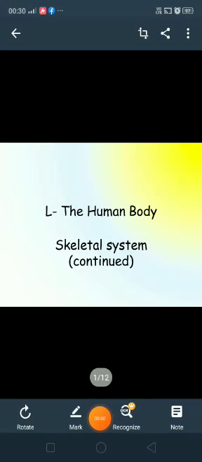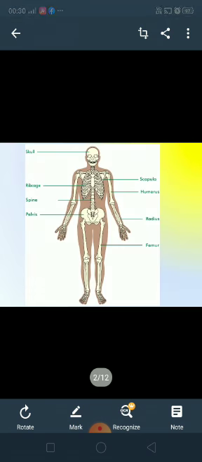Welcome to another interactive class of EVS. Yesterday we discussed the skeleton, its functions, or we can say the importance of the skeleton, and we know the skeleton can be divided into 5 parts: skull, rib cage, backbone, limbs and girdles. Yesterday we discussed the skull, rib cage and backbone, and today we are going to discuss the remaining 2 parts, limbs and girdles.